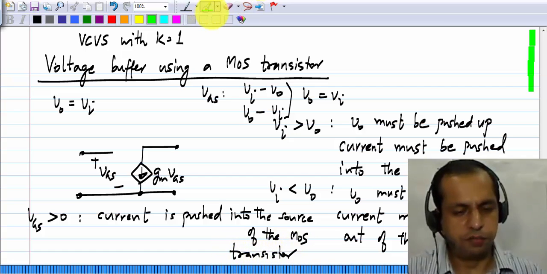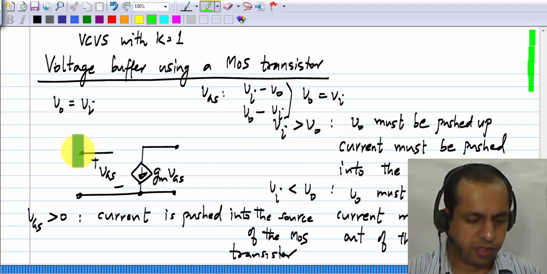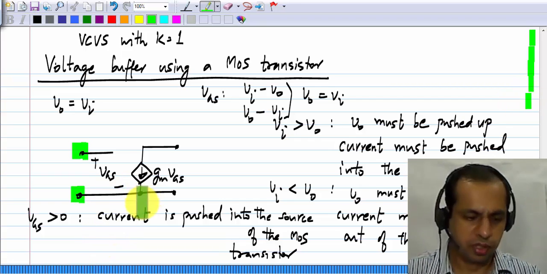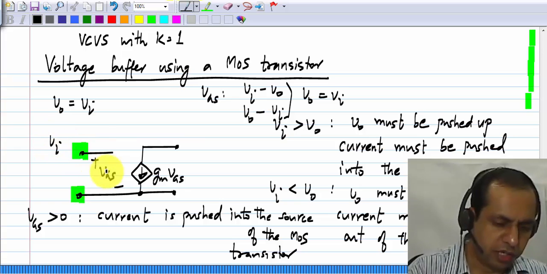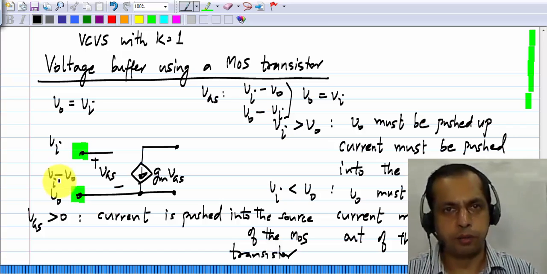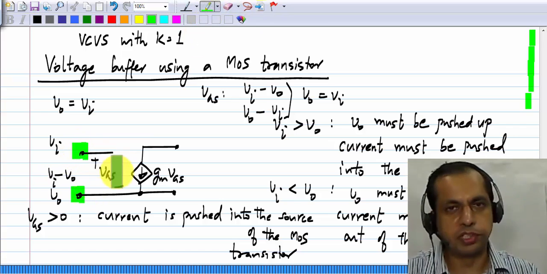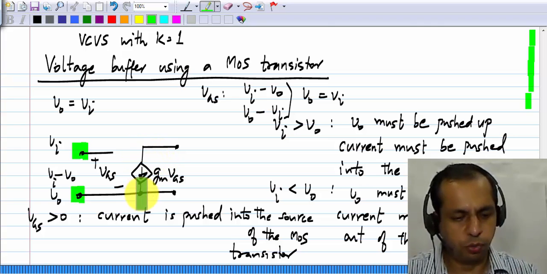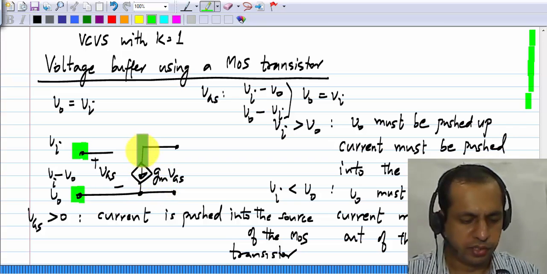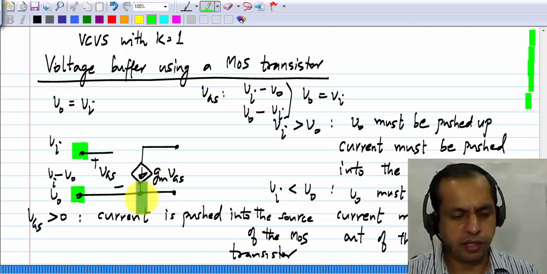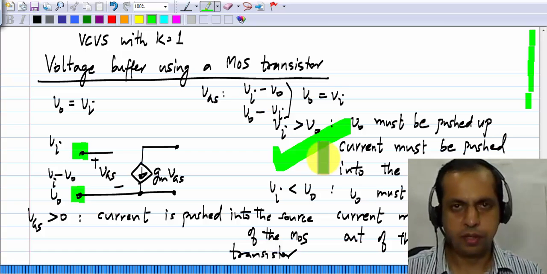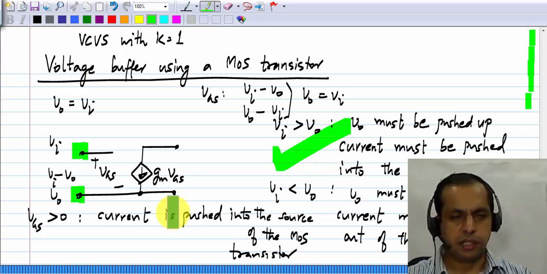You can try out different combinations, but it appears like if you apply the input voltage here, if you think of the source node as the output, then what gets applied as gate source voltage is nothing but Vi minus V0. And also, if Vi minus V0 is greater than 0, then this current is flowing downwards into the source node and it's pushing up the source voltage. It is pushing a current into the source node and it increases the source voltage, and it's exactly the condition that you want. So this is how we use the transistor in negative feedback.